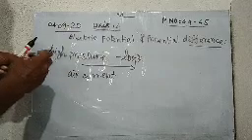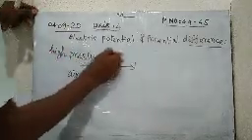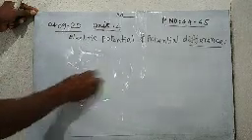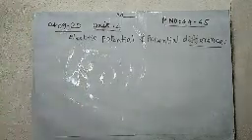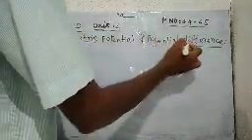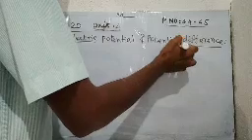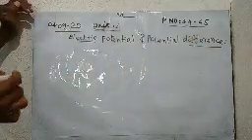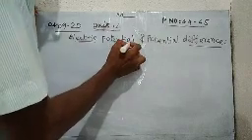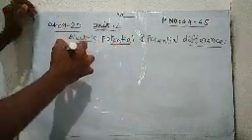Similarly, if electric charges want to flow through a conductor, then there must be a difference in potential. That difference in potential is known as electric potential difference. Then first of all, what is meant by electric potential?